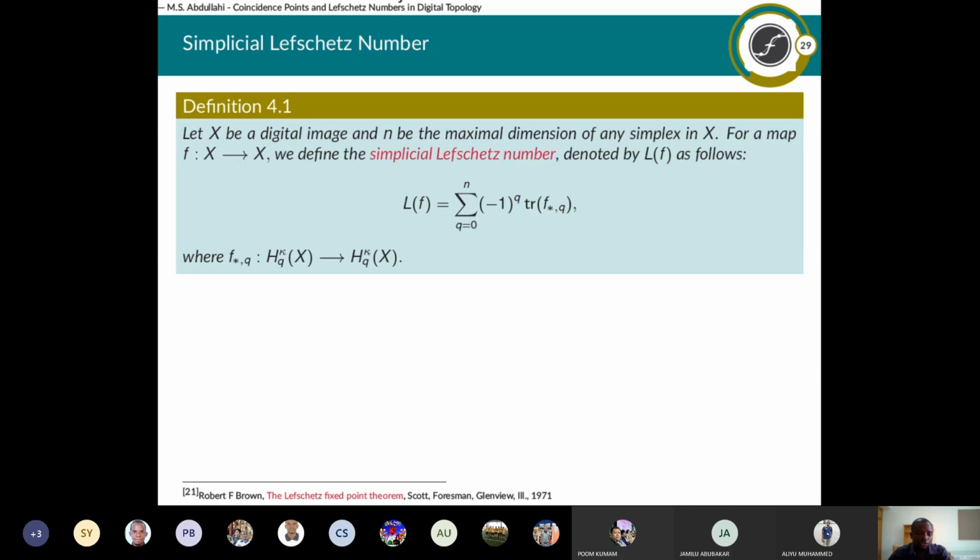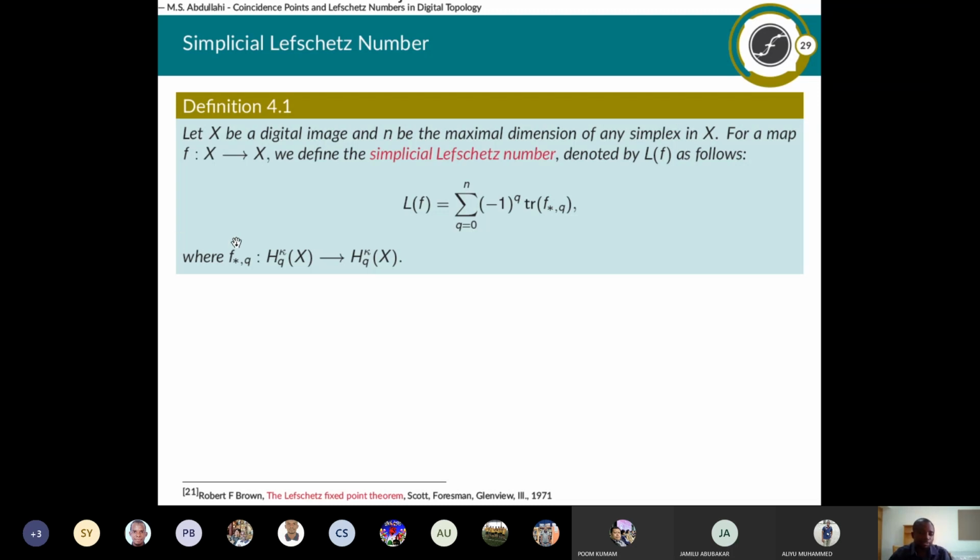What Lefschetz theory tells us is that he has a number, which he defines almost similarly to how we define this number. And if that number is non-zero, then we know that we will always have a fixed point for any mapping that is homotopic to the mapping in question. So here we just allow n to be the maximum dimension of any simplex in X.